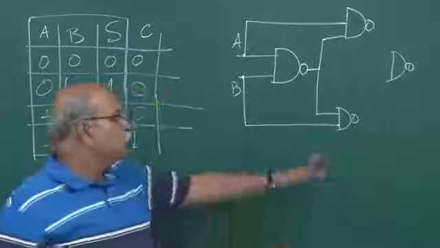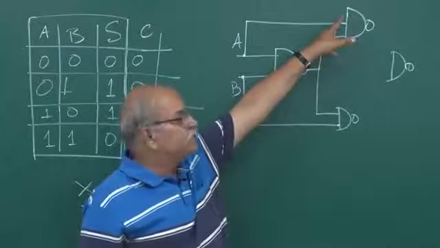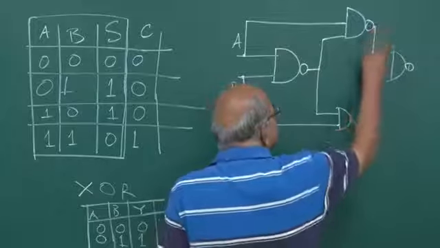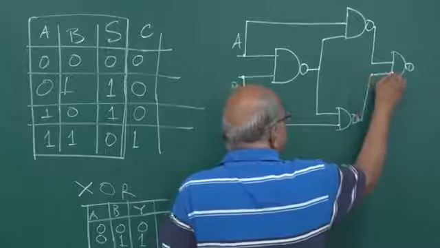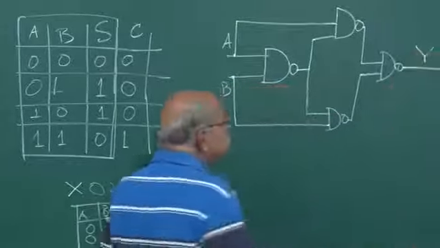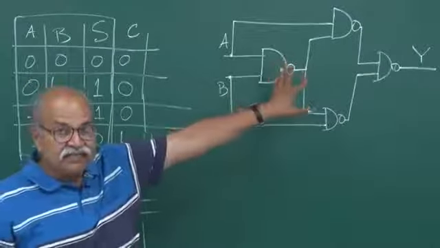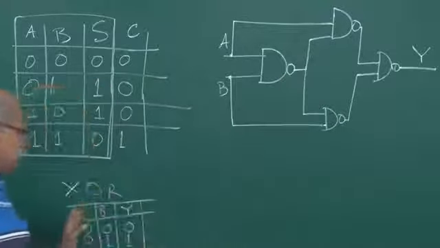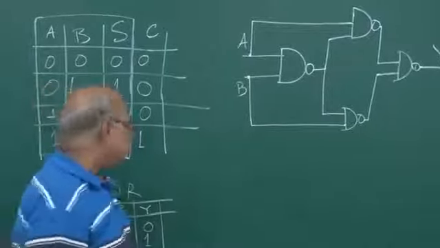So these are the 2 inputs for this NAND gate, these are the 2 inputs for this NAND gate, and then these 2 outputs go here and this is your final output Y. This is how 4 NAND gates are connected in a circuit so that you have this kind of exclusive OR coming out. So let's check.